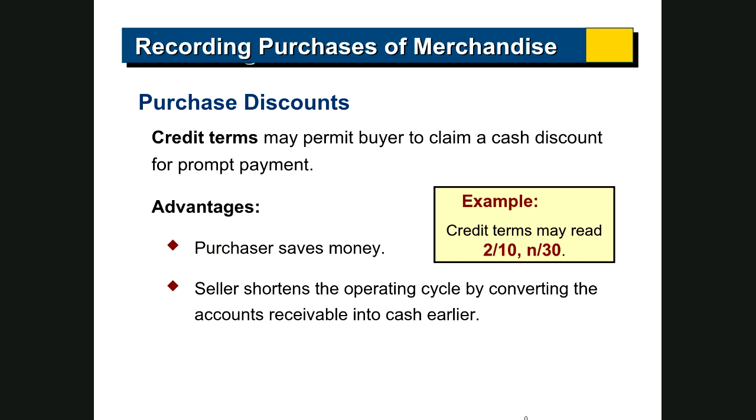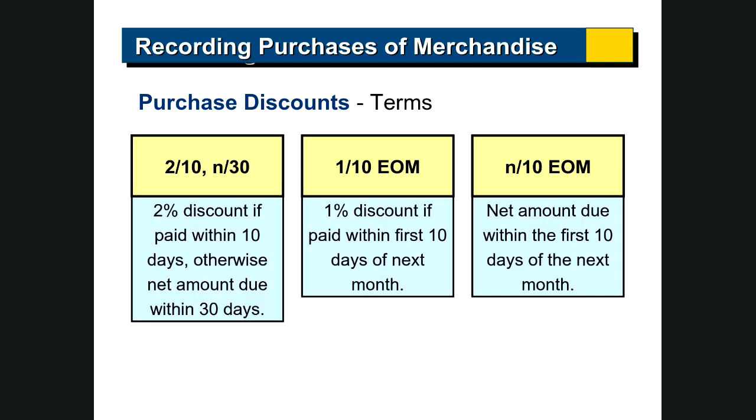What does this mean? It means you will get a 2% discount if you pay within 10 days. And if you pay within 30 days, you have to pay the net amount. You have to pay the whole amount. So let's say you buy something and that is 100 riyals. You pay within 10 days. How much do you have to pay? 98.